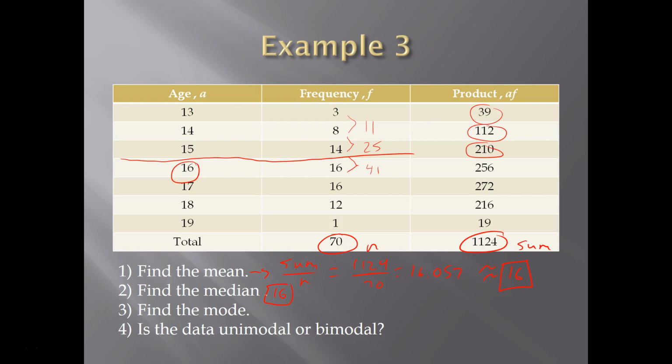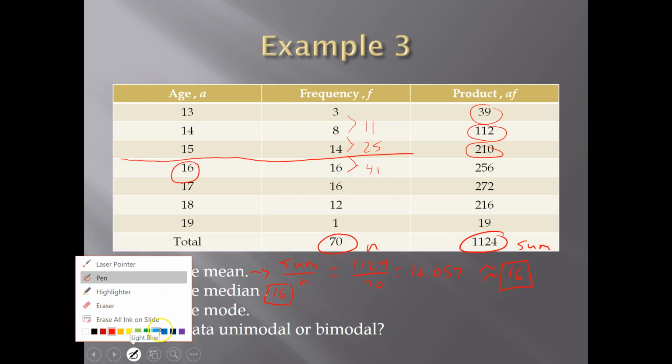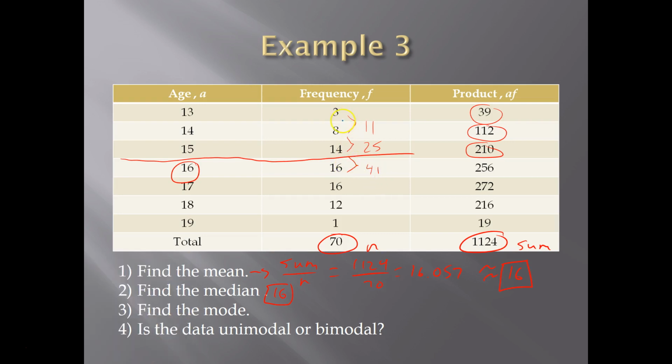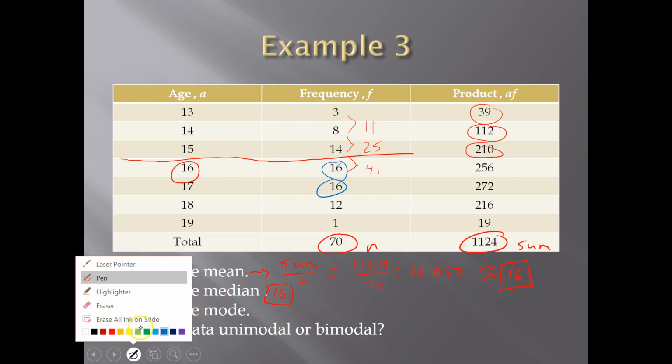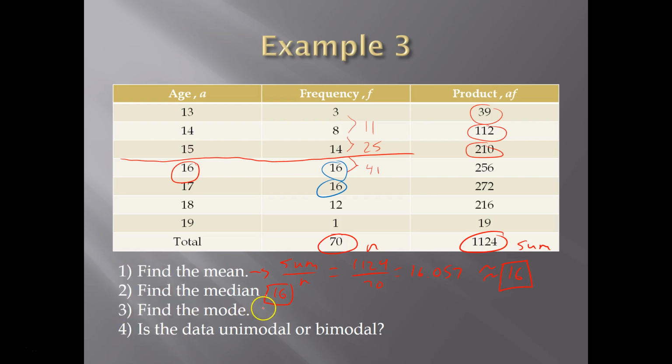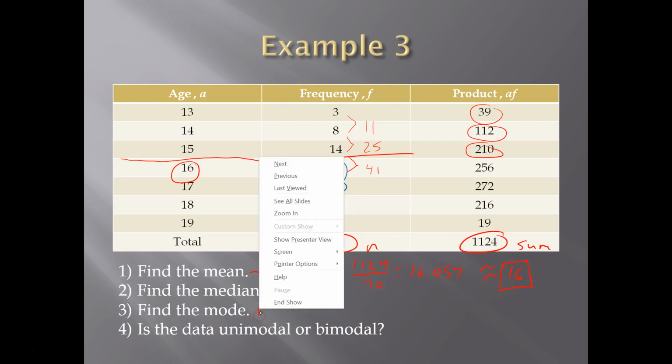Alright, mode. Mode is the one that shows up the most frequently. Well, the 13-year-olds, there are only 3 of them, right? Not many daring freshmen coming into the red wave. The most number of people are either 16 years old or 17 years old. There are 16 16-year-olds and 16 17-year-olds. So your mode is right there.